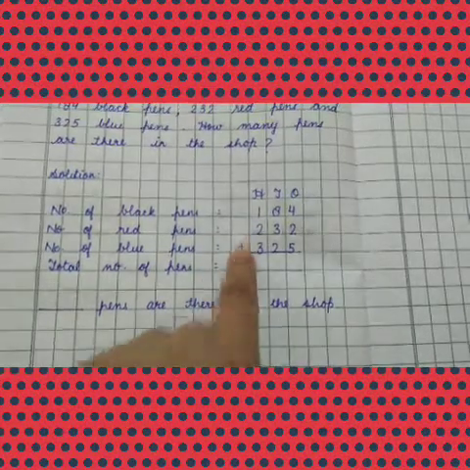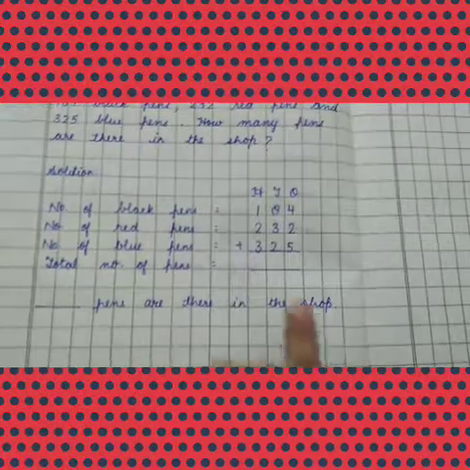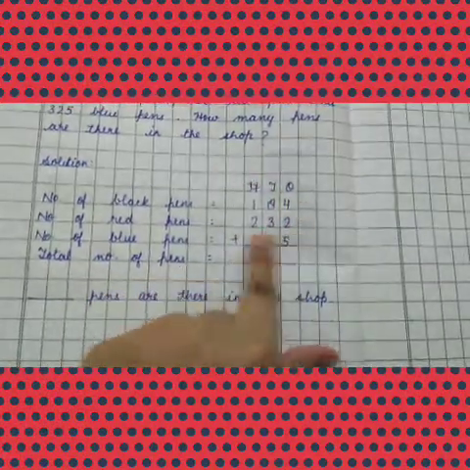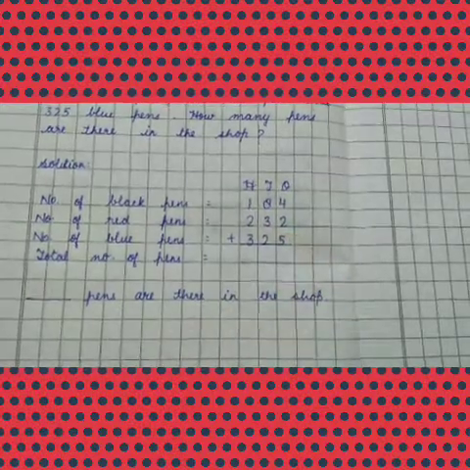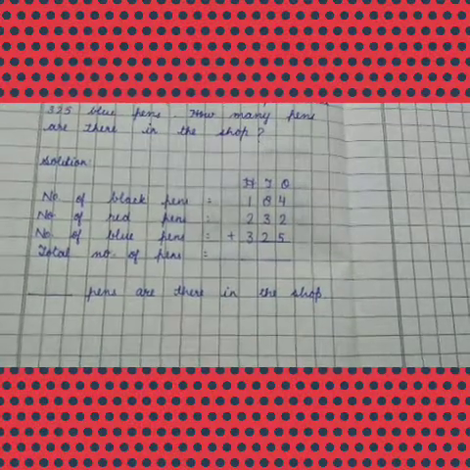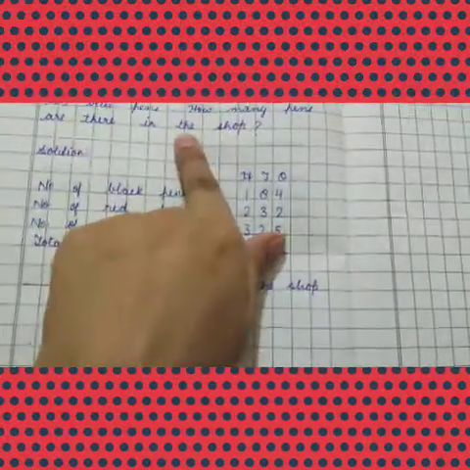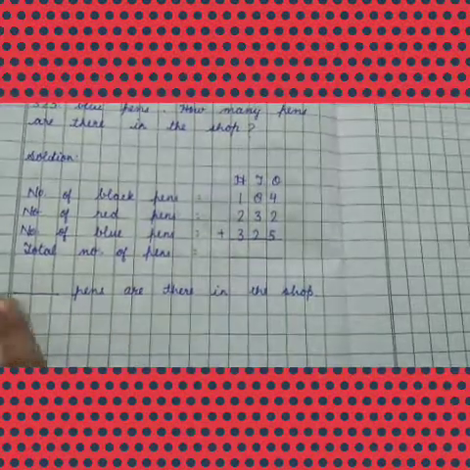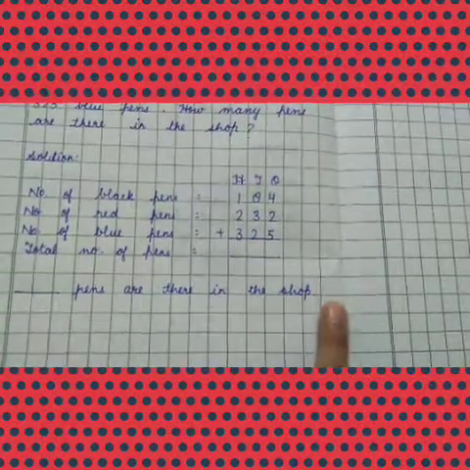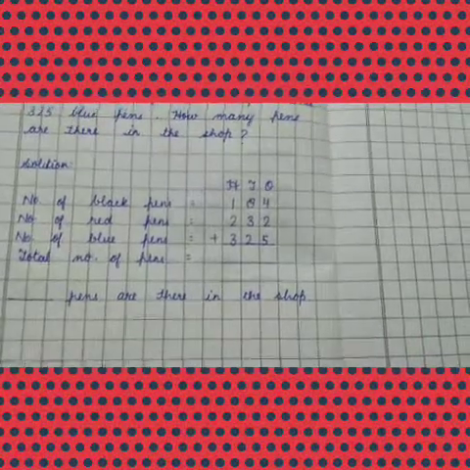Which is equals to the sum of these three numbers. So we have written plus sign. Now we have to add these three numbers. हम इन तीनों numbers को plus करेंगे and we will get the total number of pens. So final answer we have to write. How many pens are there in the shop? Instead of this how many, you will write your sum. Dash pens are there in the shop. Like this you have to do the word problems in your notebook today.